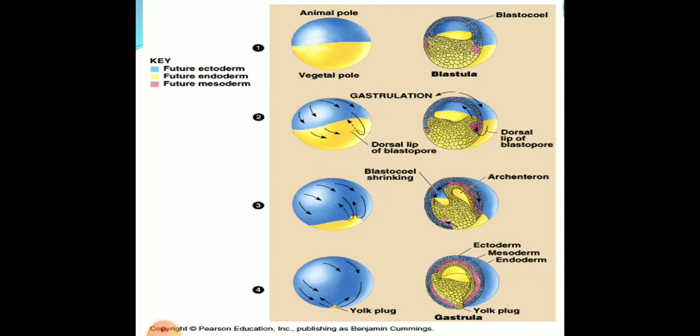The blastopore has 4 lips, namely the dorsal lip, the ventral lip, and 2 lateral lips. Total 4 lips the blastopore has. A mass of endodermal cells protrudes out through the blastopore, called the yolk plug. In the last diagram, towards the right side, you are seeing the yolk plug.